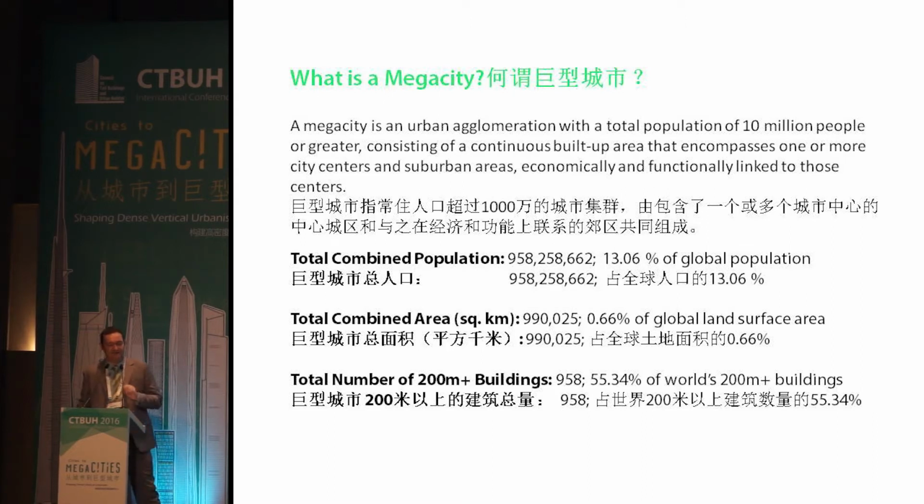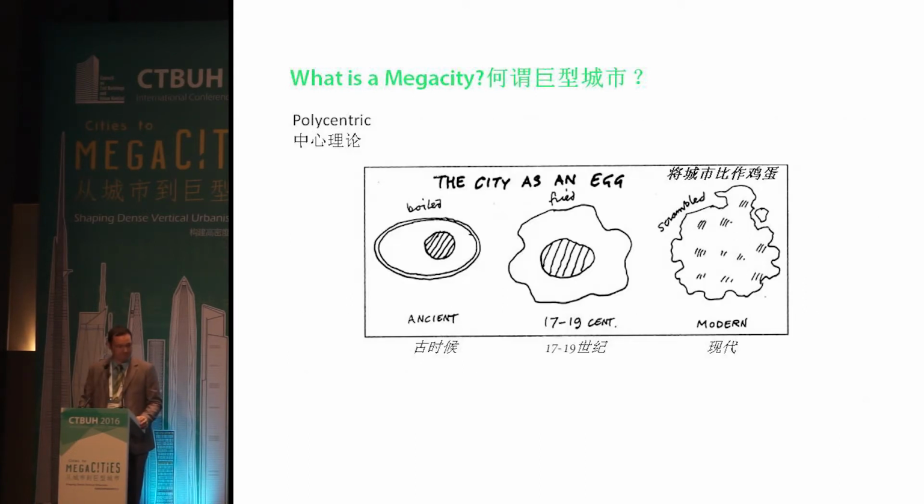Based on that definition, there are almost 1 billion people living in megacities. That's 13% of the global population. The total combined area, of course, is quite small, 0.66% of the globe. And roughly just over half of the buildings that are 200 meters or taller are located in these cities of 10 million or more.